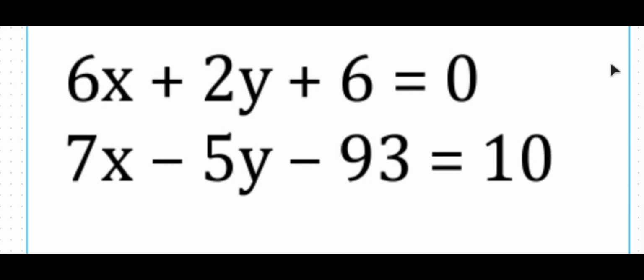Hi everyone. In this video, I am going to explain how you can use your Casio calculator for solving simultaneous equations. So I have got a simultaneous equation right in front of me, and I'm going to explain how we can use our calculator to solve this simultaneous equation.